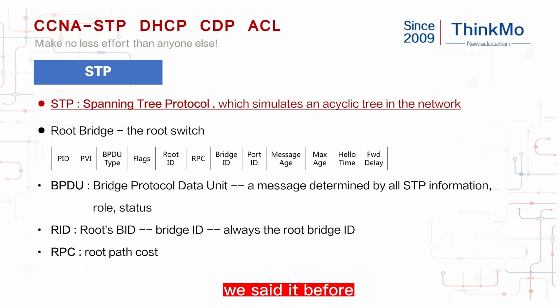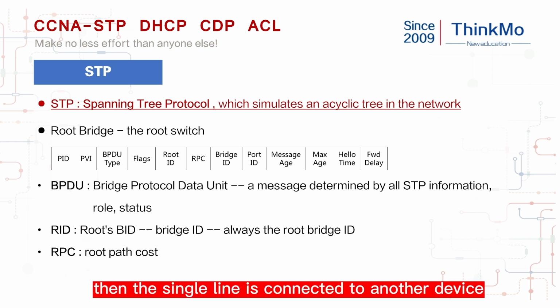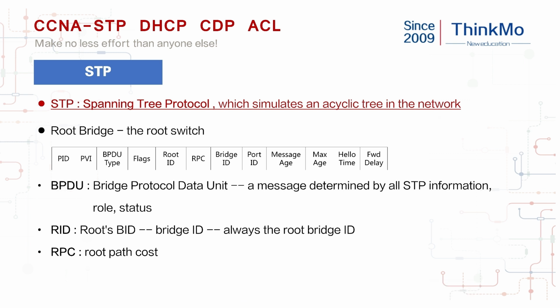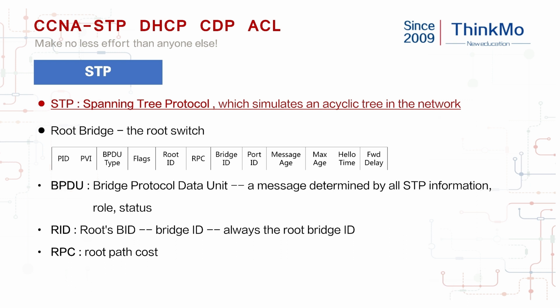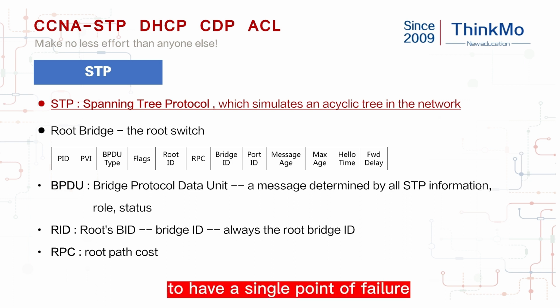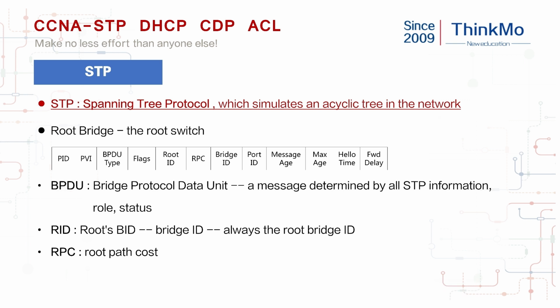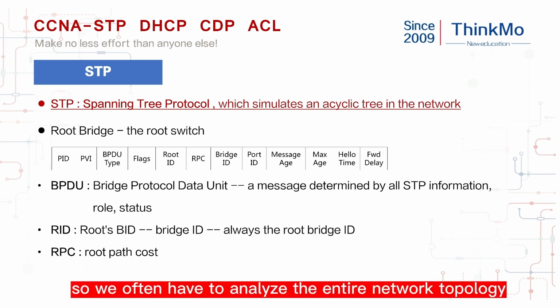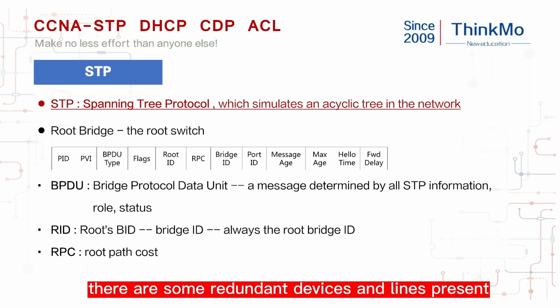We said it before. In the network, if all devices use a single device, then the single line is connected to another device. You will find it creates a single point of failure problem, whether it is a line or a device. We cannot allow nodes in the network to have a single point of failure, especially the core nodes of the core equipment. So we often have to analyze the entire network topology. There are some redundant devices and lines present.